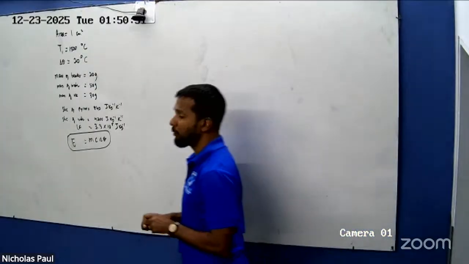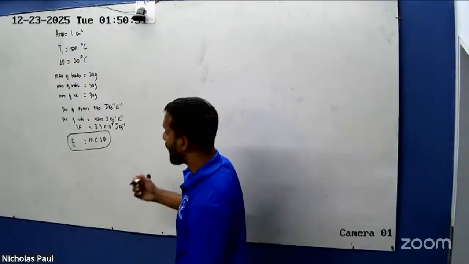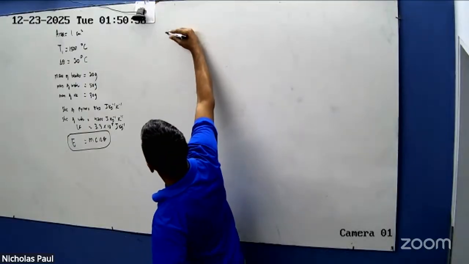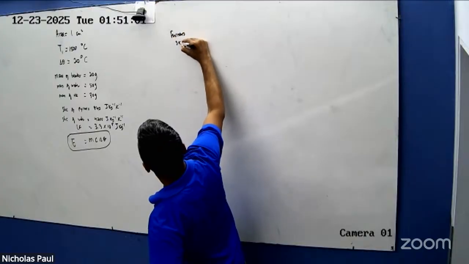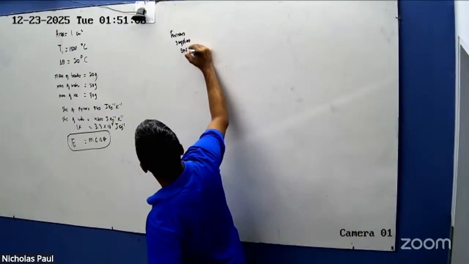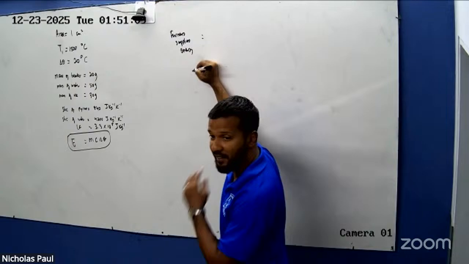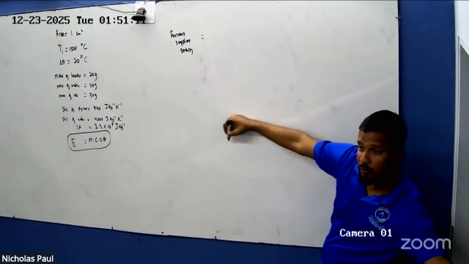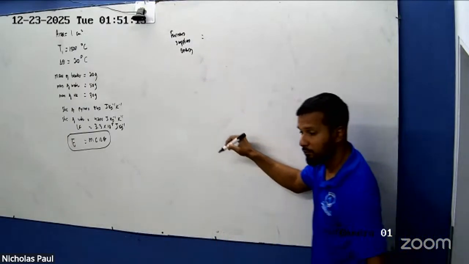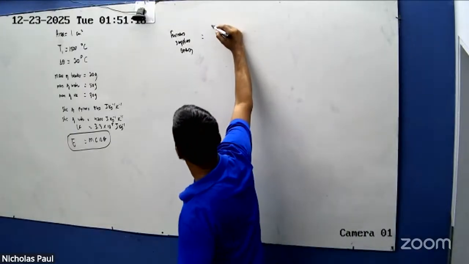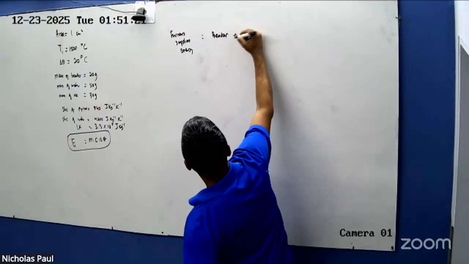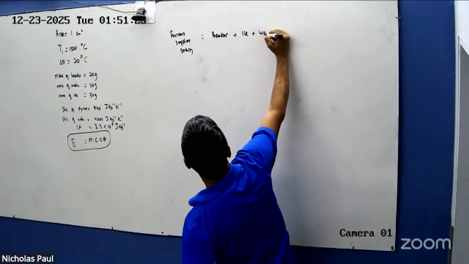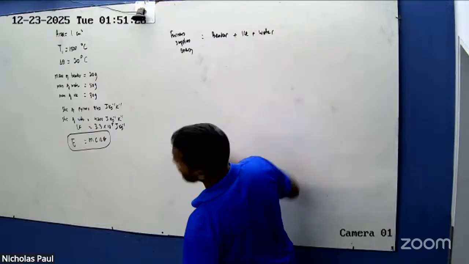Right, so I just want to make sure you have an idea what's going on. So what's supplying the energy? The furnace, right? The furnace supplies the energy. What's receiving the energy? The beaker, and what else? The ice. So what's receiving the energy? The beaker, the ice, and the water receive the energy.